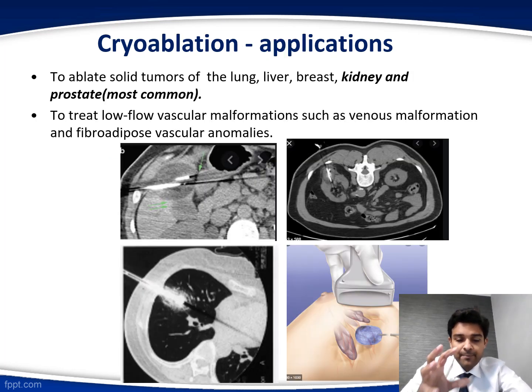Let's now see some of the applications for cryoablation. To ablate solid tumors of the liver, lung, breast, kidney, and prostate. To treat low-flow vascular malformations such as venous malformation and fibroadipose vascular anomalies. It has also been proven to be an effective treatment for these disorders, both as a primary treatment as well as after sclerotherapy.